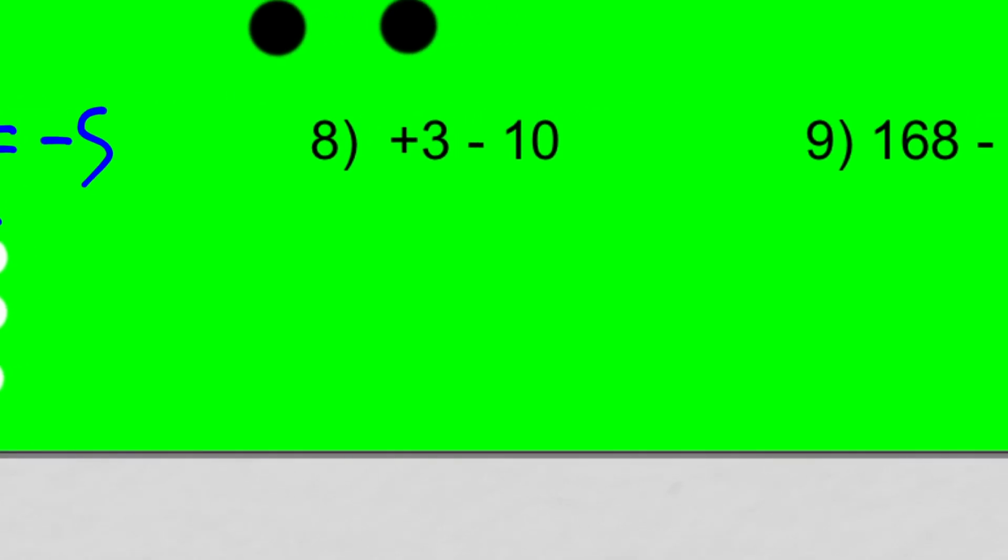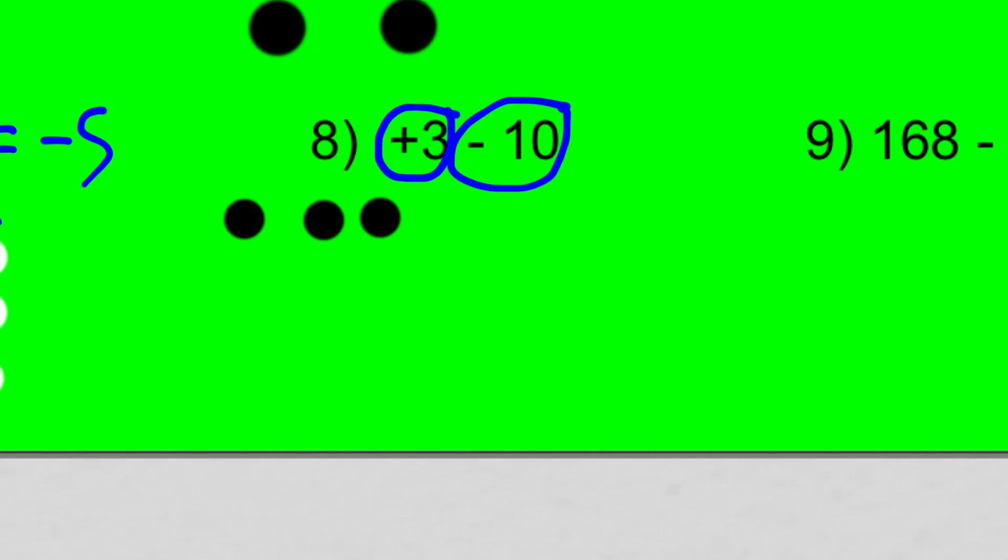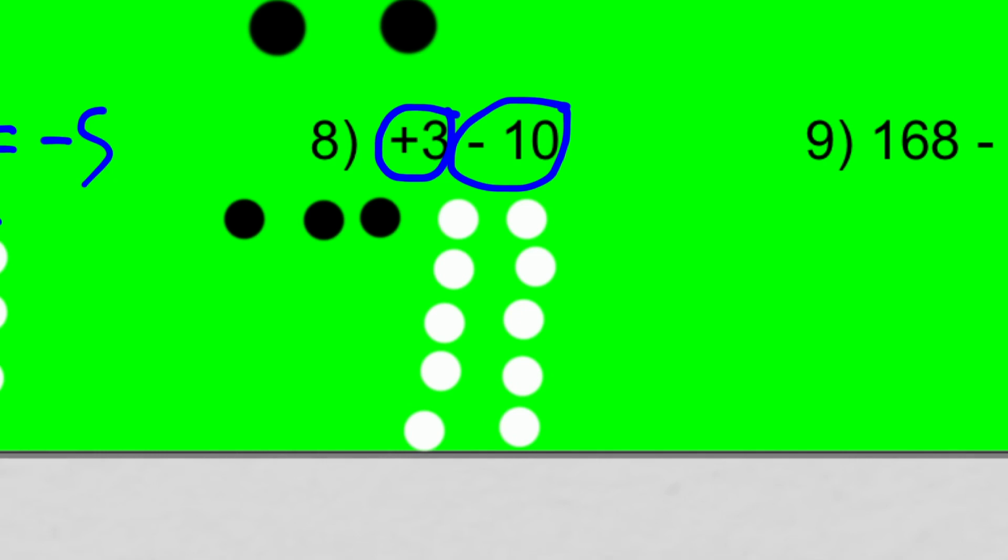Okay, look at this one. Whatever sign is in front of the integer goes with the integer. Positive 3, negative 10. So if I was to model this out, I'd have 3 positives. Doink, doink, doink. 10 negatives. Doink, doink, doink, doink, doink, doink, doink, doink, doink, doink.